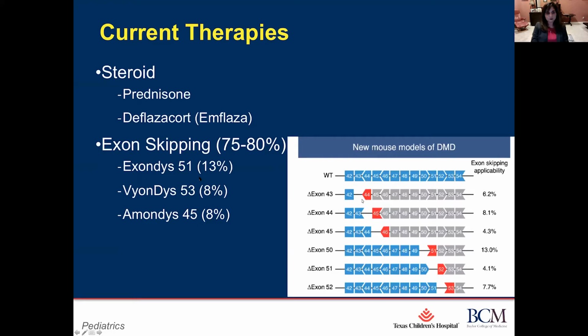Exon 51 skipping, which was approved in September 2016, covers 13% of our patients. Then we have VYONDYS, which was approved in February 2019, which covers 8% of the patients. And then recently in February this year, we have an exon 45 skipping treatment available, which covers. So total coverage we have right now is 30% of our patients. And there are many in the pipeline, which hopefully are going to be approved soon.